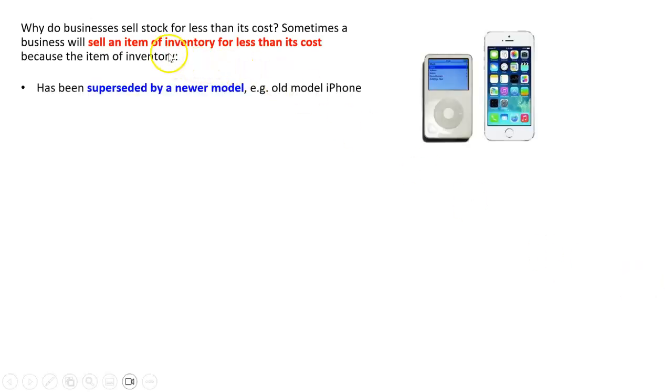And what we're going to do is, sometimes a business, we're going to recognize that things go below its cost, its value, but maybe it's not because it's an iPod from 2007. What are some other reasons why an inventory might get sold for less than its cost? Well, the first example was the iPod. The unit of inventory has been superseded by a newer model, e.g. an iPod, but also an older iPhone. So there'll be businesses with iPhone 10s still left in stock, and you can't sell those for more than they cost because there's newer iPhones out there that make it difficult to sell them.